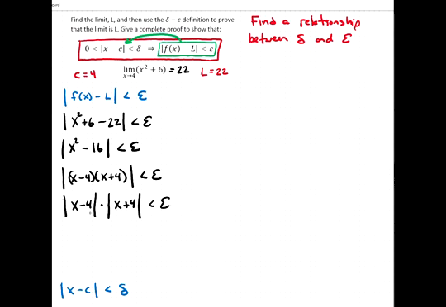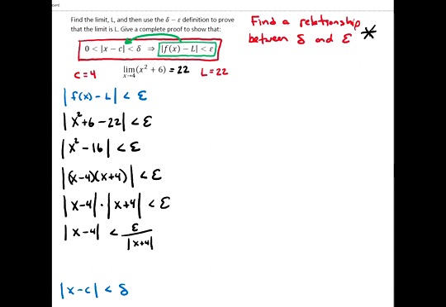Okay, so we just want x minus 4 by itself on the left-hand side. So let's divide both sides by the absolute value of x plus 4. We'll bring this x plus 4 to the right. So we could say the absolute value of x minus 4 is less than epsilon over the absolute value of x plus 4. Okay, well now what? Now we have a bit of a problem because of this statement up here.